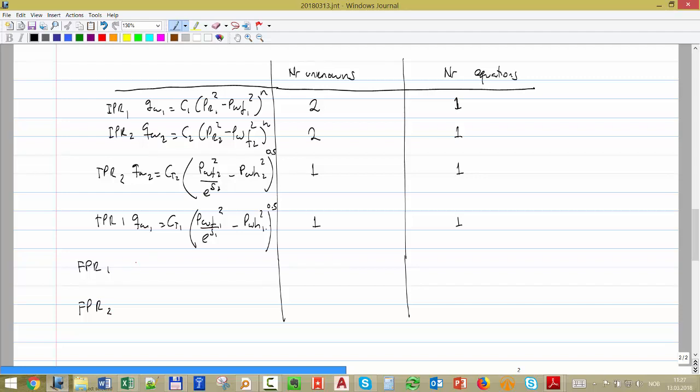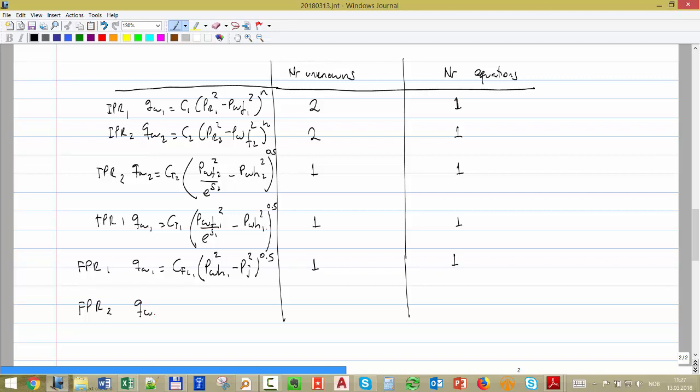And that equation, if we assume a horizontal line, how does it look like? QL1 equals CFL1 times P wellhead 1 squared minus P junction squared, to the power of 0.5, right? How many new unknowns do we have there? One, the junction. And how many equations? Just one equation.